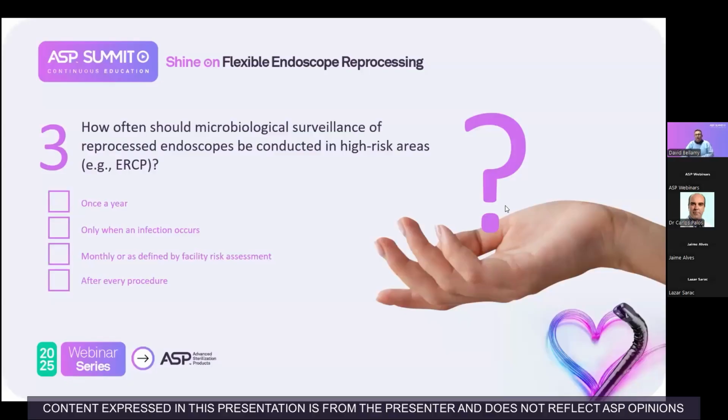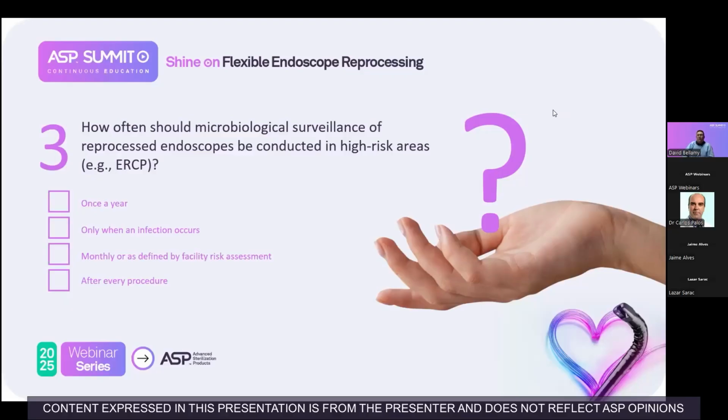So monthly was winning by far, and now after every procedure is starting to come up as well. All right, another few seconds. All right, so I'll end the poll there and share the results. So as you can see, monthly or defined by the facility risk assessment is at 55%, followed by after every procedure, which is at 33%. And then once a year or if an infection occurs is a little bit lower.